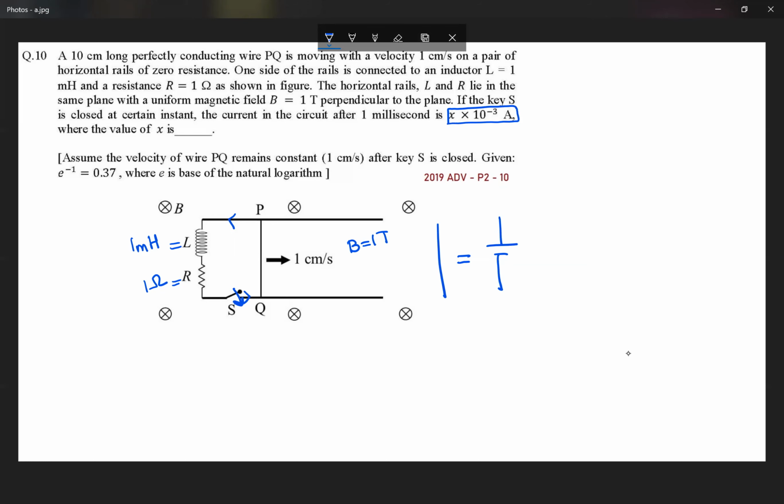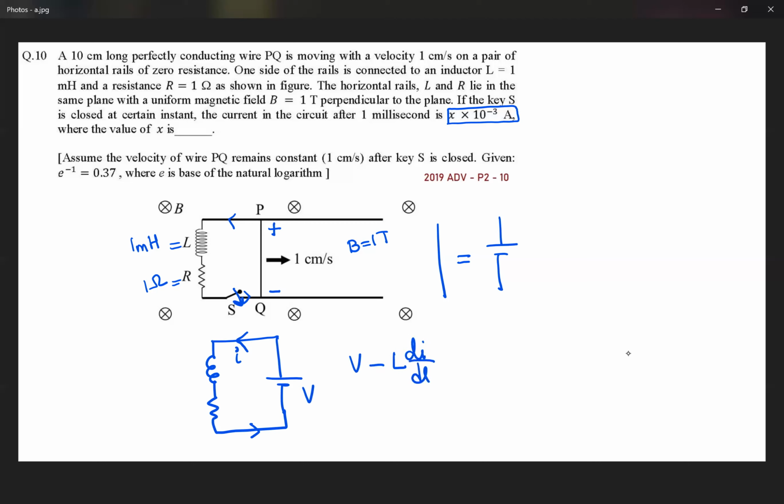First of all, why would the current change with respect to time? If you move the rod as shown in the figure, the top end of the rod is going to be positive and the lower end of the rod is going to be negative. The rod behaves like a battery. In addition to the battery, we have an inductor and we have a resistor. So if a current I flows in this circuit, we can say that using Kirchhoff's law, V minus L di by dt minus IR is equal to 0. Or in other words, the EMF of the battery is divided between the inductor and the resistor.